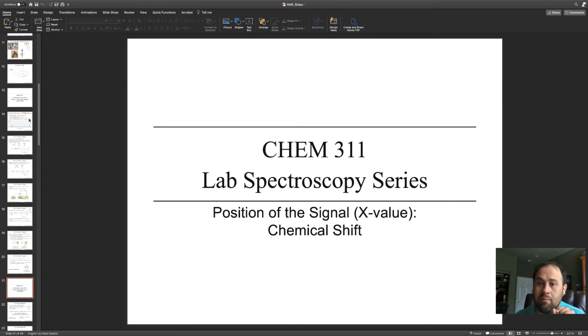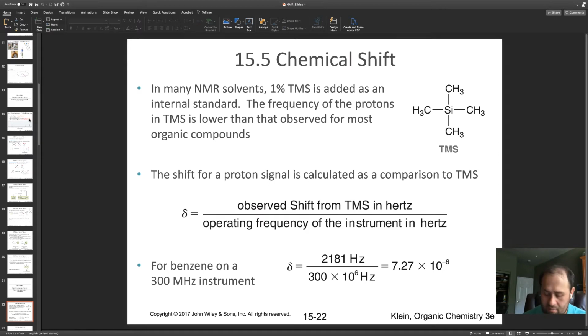First of all, we have to point out that because there are different machines, we need to standardize it. Otherwise, if you use a 60 megahertz machine in one place and a 400 in another place, you're not going to have the peaks at the same numbers or values. So to standardize everything amongst all people who own some type of NMR machine, there's a standard that's picked. And the standard is TMS, which stands for tetramethylsilane, which is what this molecule is right here.